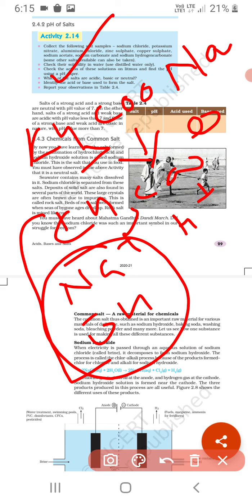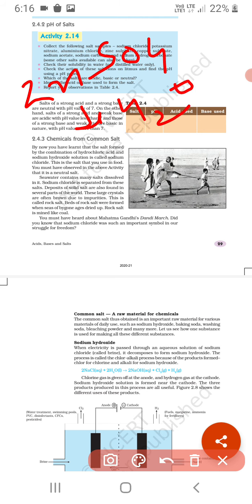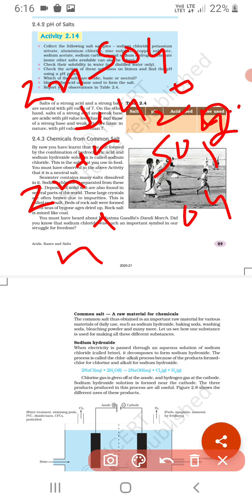So I think this is clear to you that a given salt may be acidic, basic or neutral. Let's take another example for acidic solutions. Now we can take the salt zinc sulfate and dissolve it in water. The formula of zinc sulfate is ZnSO4. When it is dissolved in water, the ions present are zinc ion, sulfate ion, H ion and OH ion.